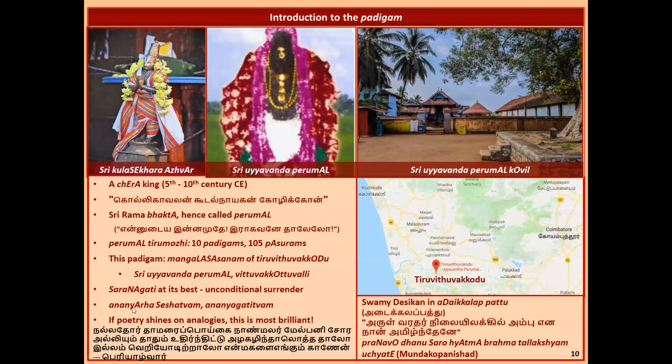Ananyarha. Now Anya means someone else. So Anya Seshatvam would mean being a Sesha to someone other than Emperuman. But this is Ananya Seshatvam, so you have to put another negation in front. So this means being an Adimai, or being a servant to none other than Emperuman. Ananyarha Seshatvam simply means being a servant to Emperuman only. It's also the same meaning as Ananya Gatitvam. Anya Gati would mean we are taking as our Gati, Sharanagati, someone else other than Emperuman, but Ananya Gati negates it. So using no one other than Emperuman as our sole refuge. That's what Ananya Gatitvam means.